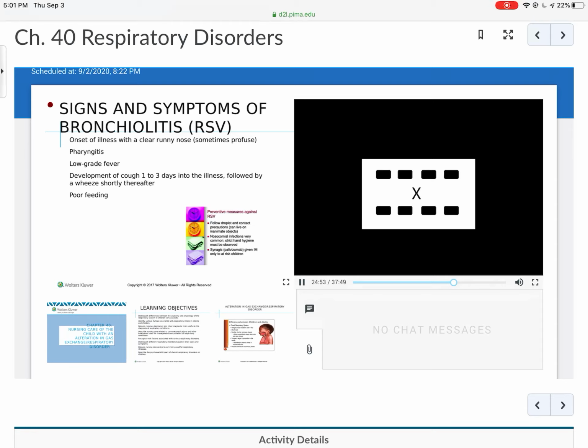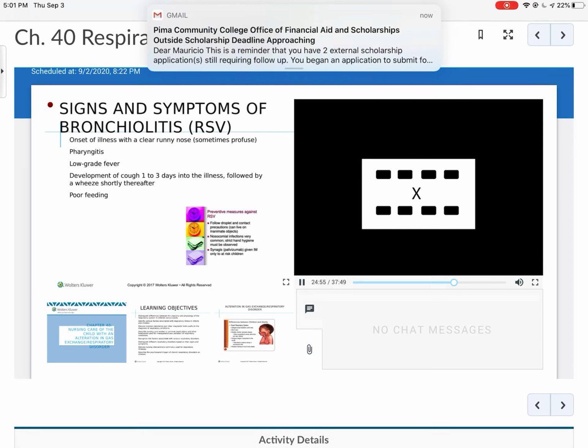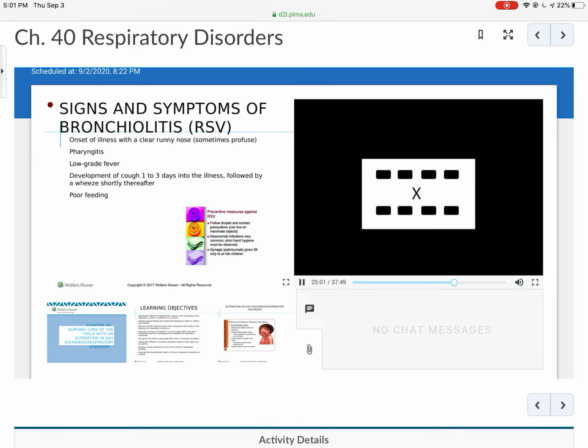We don't treat RSV with anything. It's a virus. And so supportive care, oxygen if they need it. We'll do a pharyngeal swab to get results if it's RSV or not. But if you suspect it at all in the wintertime, typically they just isolate before they know.